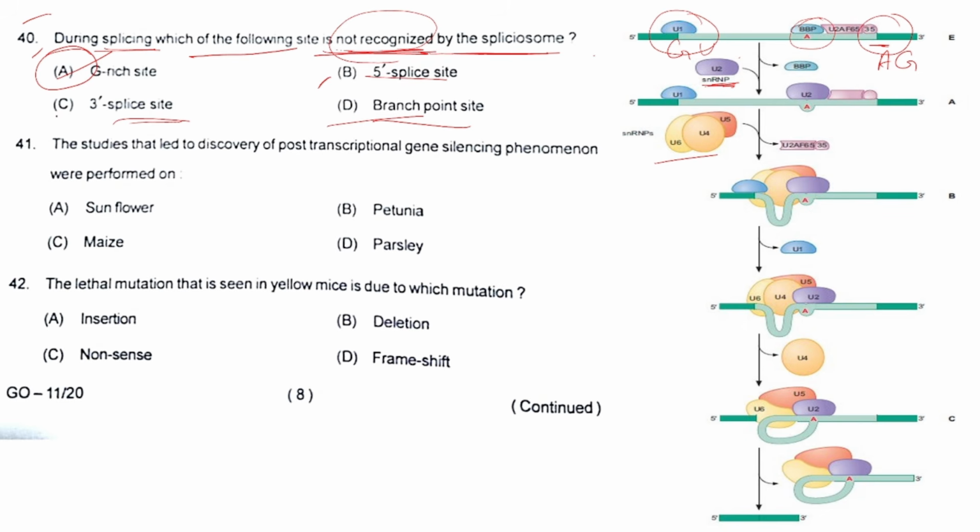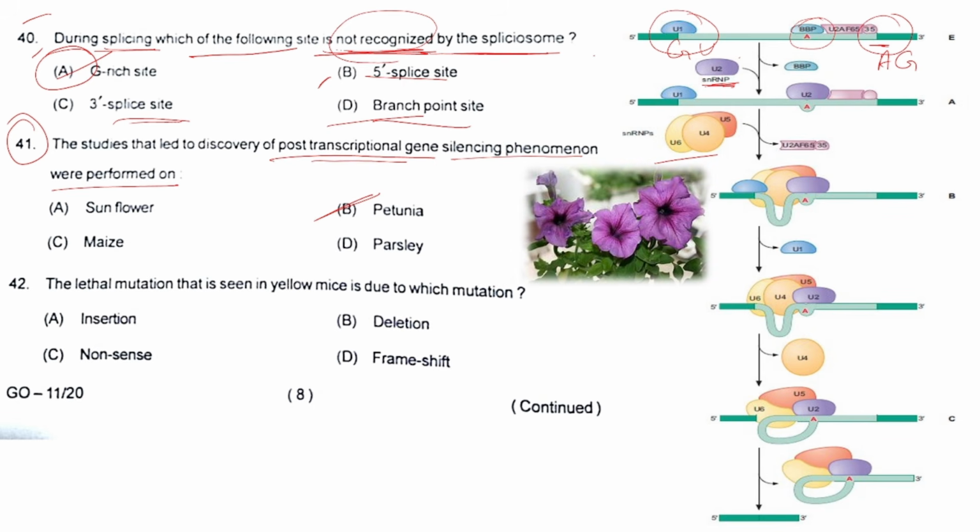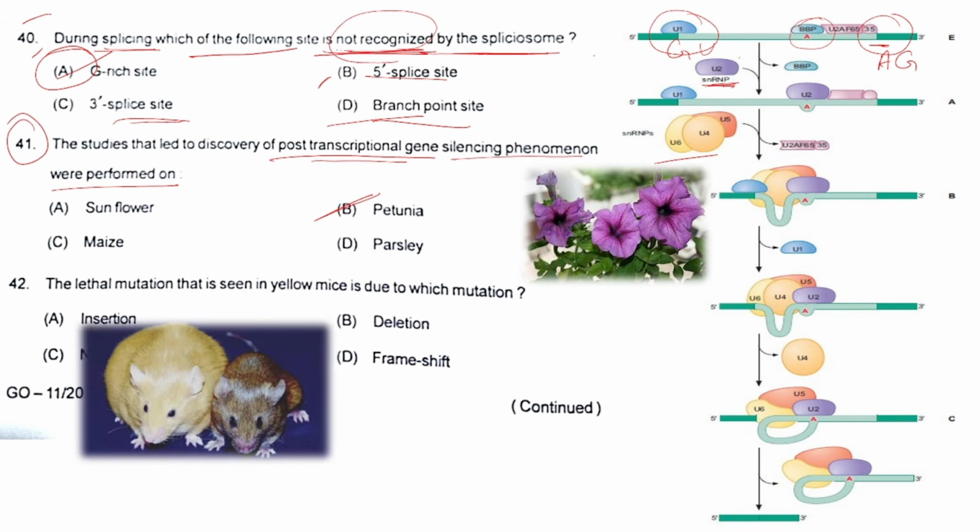Okay, next, question number 41. Question number 41 is, the studies that led to the discovery of the post-transcriptional gene silencing phenomenon were performed on sunflower, petunia, maize, or parsley. So the answer for this will be option B, that is petunia. Here for your convenience I have kept this diagram of petunia also, you can see it. The next question is question number 42.